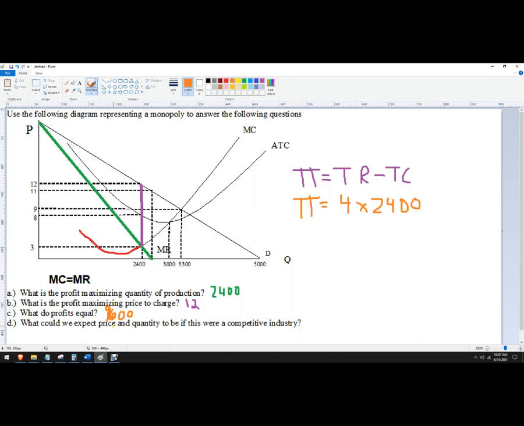And what could we expect price and quantity to be if this was a competitive industry? Well, in a competitive industry, marginal cost is kind of like the supply curve. We're going to think of that as the supply of the industry. It's not exactly the same, but similar enough that we can just take that and estimate it. So let's do that one. What are we missing out on? Let's use a different color, a brownish color. That would occur right here, where demand and supply are equal. So if the price and quantity were at the competitive industry level, the price would be 9, and the quantity would be 3300.